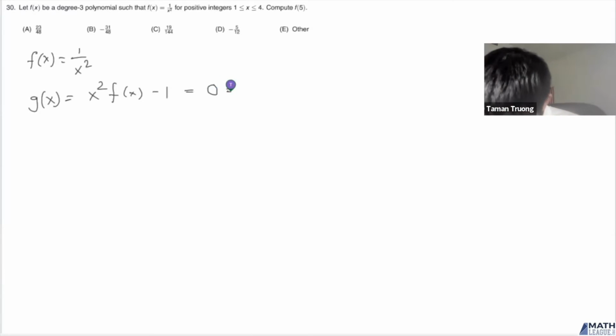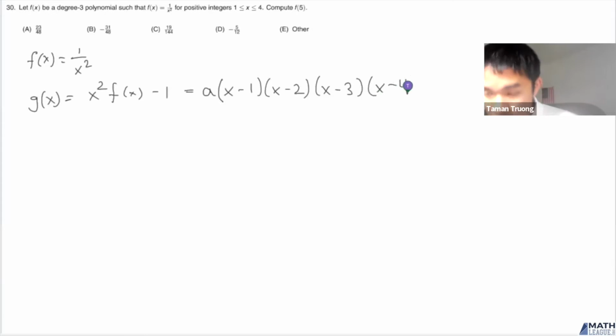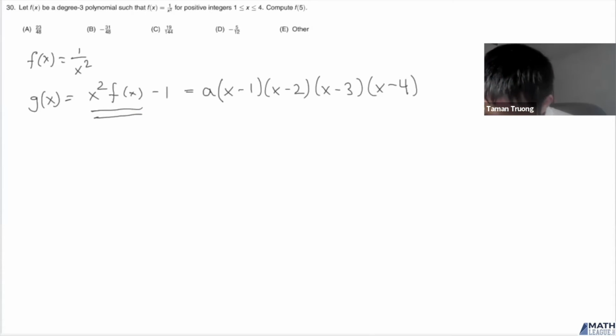So this equals 0. This also equals some constant a, because this can be scaled up and the roots don't move anywhere. 0 times a constant is 0. Times x minus 1, times x minus 2, times x minus 3, times x minus 4. But we're not done yet, because here f of x is a degree 3 polynomial. We just multiplied x squared to it, so now it becomes a degree 5 polynomial. On this side it needs to also be a degree 5 polynomial, so we have an extra root. Let's name that root r.